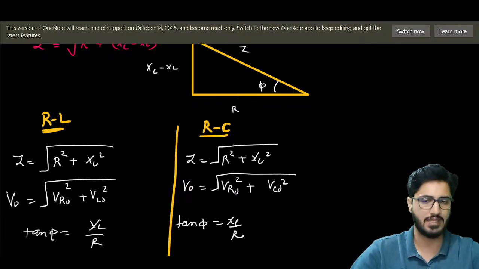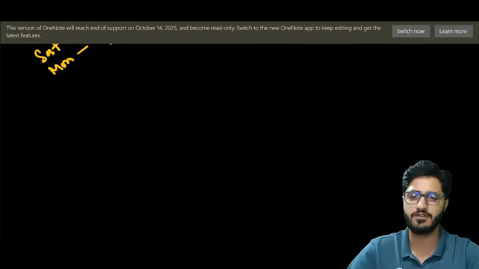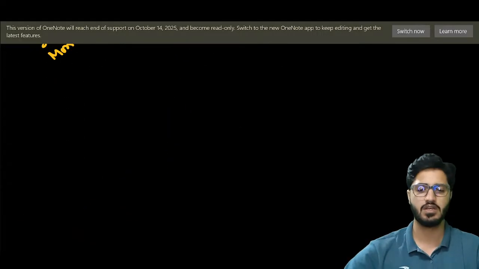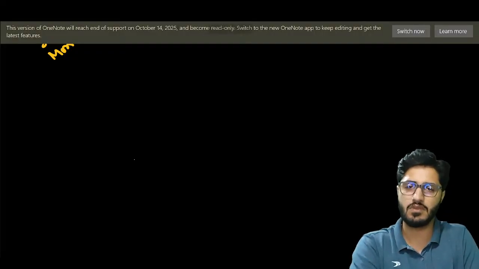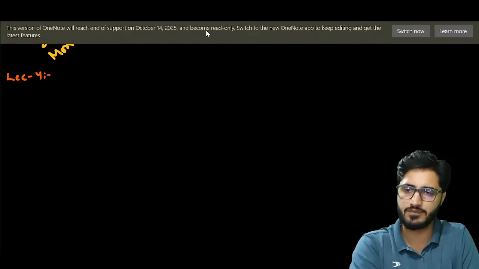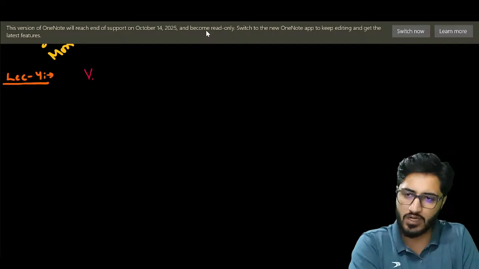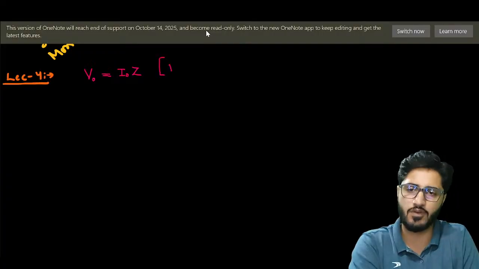Now, in today's lecture, we will continue from that particular point. So let us start the second last lecture, lecture number 4. In lecture number 4, what we know is that V naught, the peak value of input, equals I naught, the current, multiplied by the impedance Z. We got this equation from Ohm's law, V equals I times R, but here we replace R with Z.